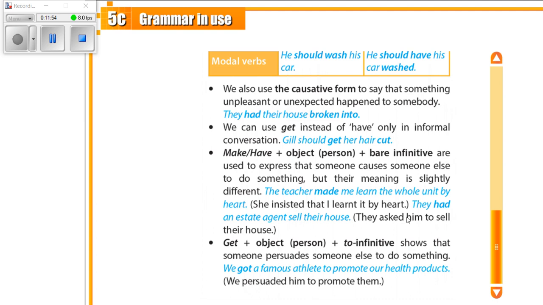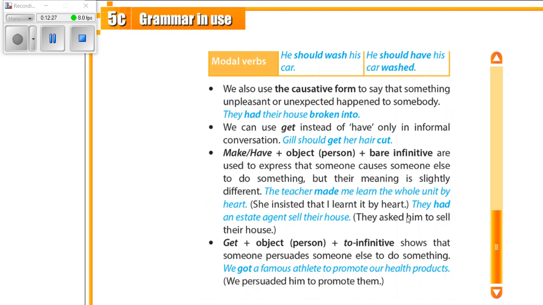We also use the causative form to say that something unpleasant or unexpected happened to somebody. They had their house broken into, so this is an unpleasant thing. We can use "get" instead of "have" only in informal conversation. Gal should get her hair cut. Make or have plus object plus infinitive are used to express that someone causes someone else to do something, but their meaning is slightly different.